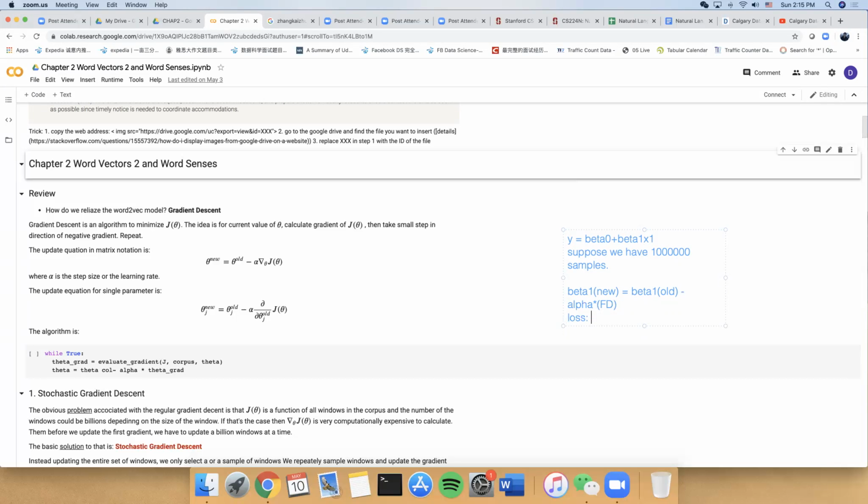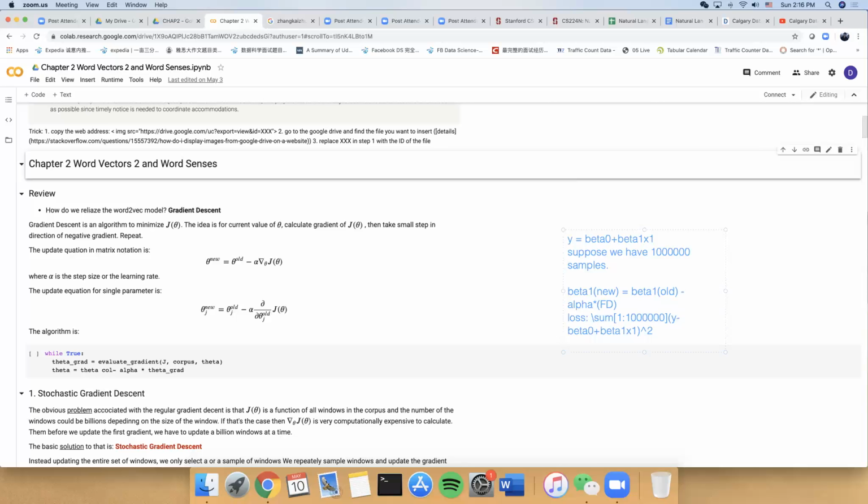Let's write the loss function here. Basically the sum from 1 to n, from 1 to 100,000, right? So it's from 1 to 100,000 here, and y minus this part to the power of 2, right? That's the loss function. And we try to take the first order derivative with respect to beta 1 here.